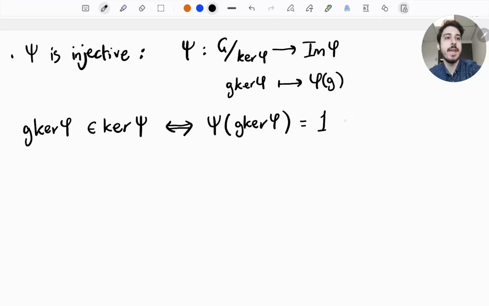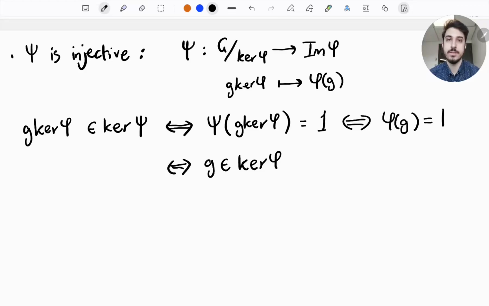So we can say this is if and only if phi of g is equal to the identity. But phi of g giving the identity means that g has to be an element of the kernel of phi. Okay, notice this is phi this time. And because g is an element in the kernel of phi, this is true if and only if the coset g ker phi is none other than the trivial coset, the identity coset, ker phi.